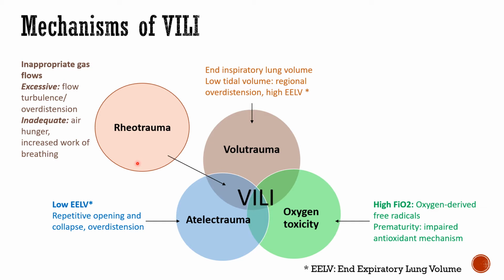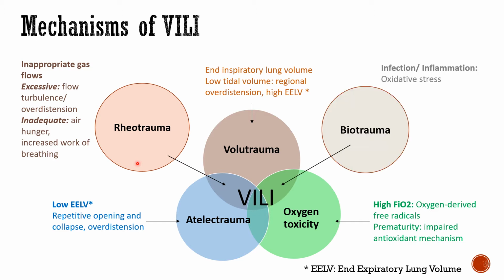Rheotrauma, defined by inappropriate gas flows, both excessive gas flow leading to flow turbulence and overdistension, as well as inadequate gas flows leading to air hunger and increased work of breathing, can be harmful. Biotrauma, defined by inflammation, the production of cytokines by pulmonary alveolar macrophages, as well as the migration of neutrophils, further compounding the oxidative stress, and further aggravated by the presence of infection. It does not occur alone but is an end result of volutrauma, atelectrauma, and oxygen toxicity.